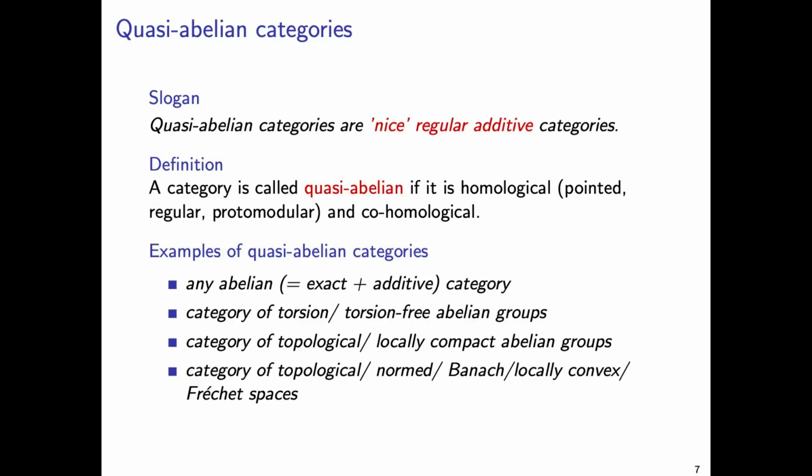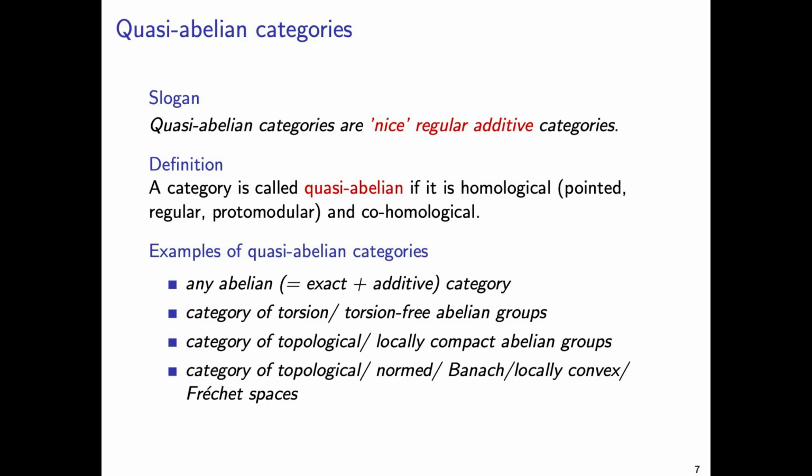Okay. Quick reminder of quasi-abelian categories. The study of quasi-abelian categories goes back as far as Yoneda. Other names to mention are Raikov and then later Schneiders and Rump. And you can think of quasi-abelian categories as nice regular additive categories. A precise definition can be given as follows.